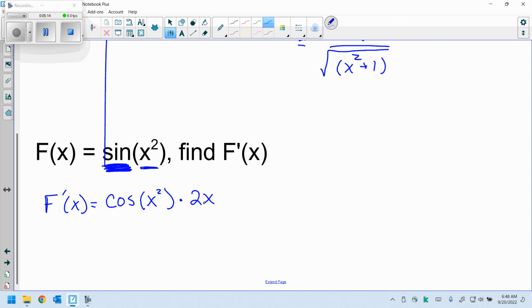Pretty much done. Personally, I'm a person who wants the coefficients out front. I might call this 2x cosine of x squared. But what we initially had here certainly isn't wrong. It's just my preference to have a coefficient out front. Now, can this get more complicated? Well, yeah, this is calculus. It's what we do.